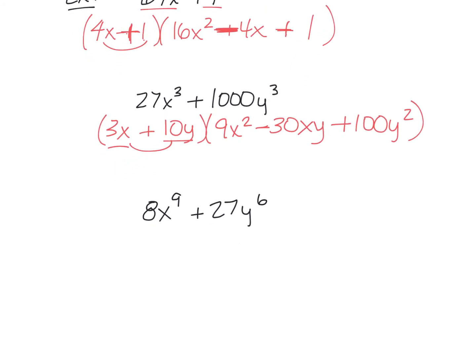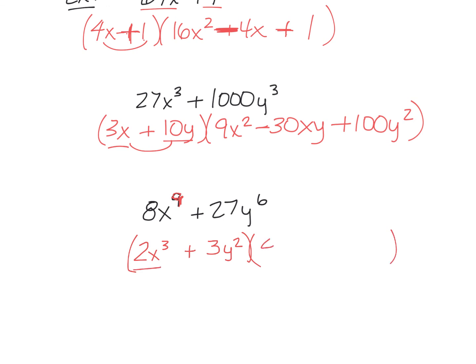This last one here, this is x to the 9th, which is a perfect cube because the exponent is a multiple of 3. So I could think of that as 2x to the 3rd, cubed. And 27y to the 6th would be 3 cubed is 27, and y squared cubed is y to the 6th. And then I would follow the same process.